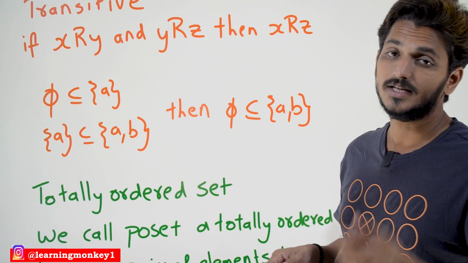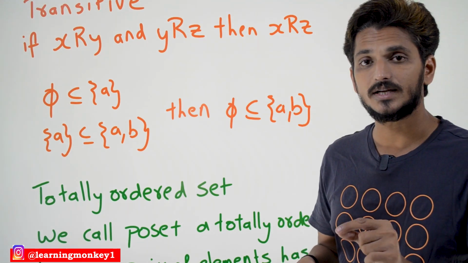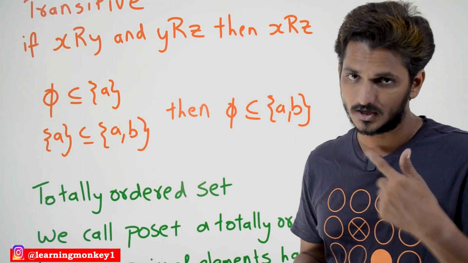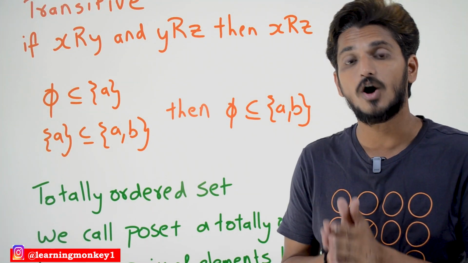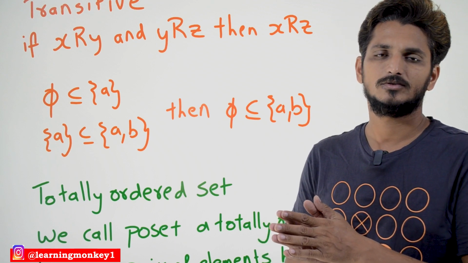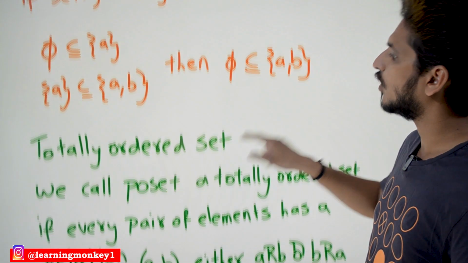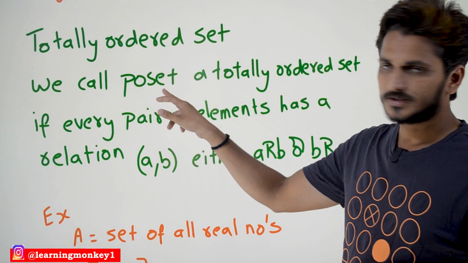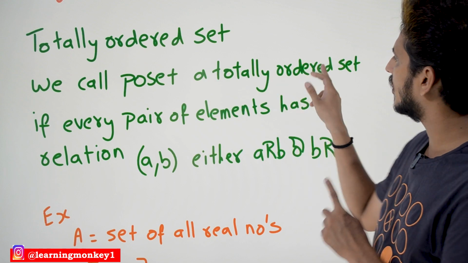So our relation (A, subset) is going to satisfy the three properties. We call that relation a partially ordered relation, meaning POSET. So now coming to the next one, totally ordered set. We call a POSET a totally ordered set.